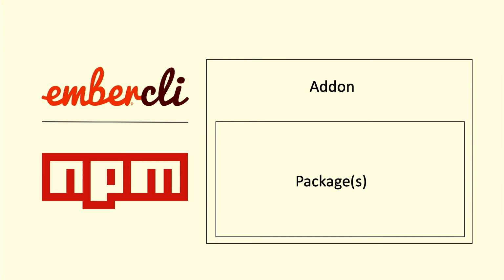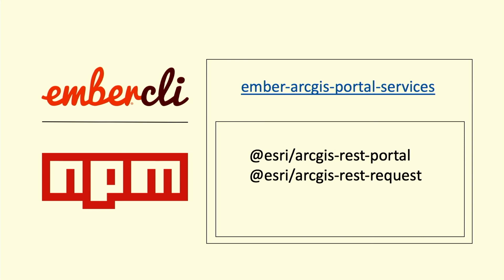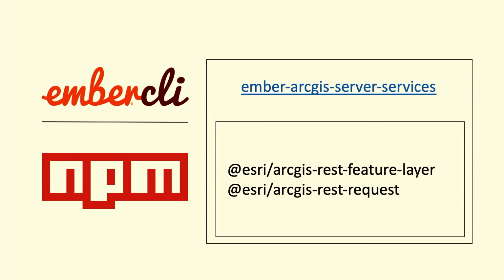Ember CLI has this notion of an add-on, which is kind of a plugin for their CLI, and they typically just wrap packages. So in this case, you wouldn't install the REST packages themselves. You would just use the appropriate Ember CLI plugin. Because we use Ember in the Hub, we've open sourced a couple of these. So if you need the portal type functionality, you would use Ember ArcGIS Portal Services. If you need server functionality, you would use Ember ArcGIS Server Services, and it's going to pull in the appropriate layers. And both of those use a plugin for Ember Torii's authentication system that will wrap up the auth.